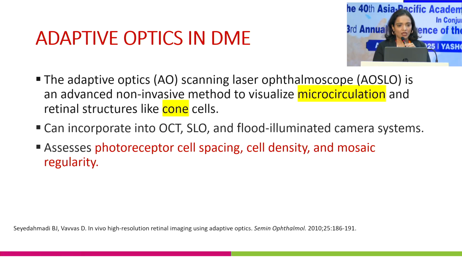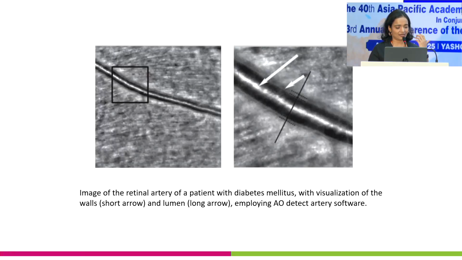Adaptive optics has been around for more than 10 years. Its clinical application has not been very great, mainly because of costs, but it can visualize microcirculation and cone cells at the photoreceptor level. It can tell us about the cell spacing, the cell density, and the cone mosaic structure. So this is an image of a retinal artery.